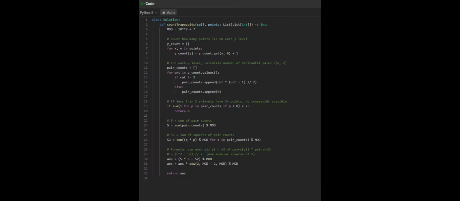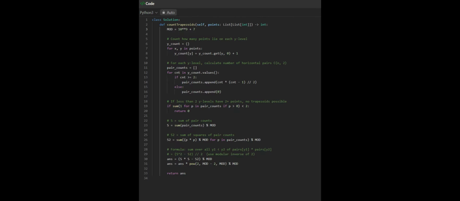Otherwise, we move on to the core computation. We compute 2 things. S, the sum of all pair counts. S2, the sum of the squares of these pair counts. Now here's the clever trick. To count the number of trapezoids, we need to combine pairs from different y-levels. Mathematically, the number of all distinct combinations of pairs from different levels is (S squared minus S2) divided by 2. This formula automatically accounts for all unique combinations without double counting.